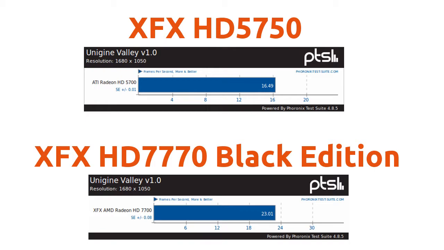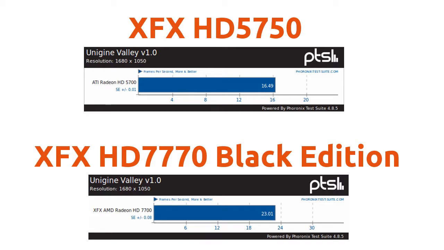Looking at the little graph that was created by the software, you can see that the HD5750 came in right below 17 frames a second at 16.49. That's running the Valley benchmark at 1680 by 1050. Below it, you can see that the XFX HD7770 Black Edition came in at just over 23 frames a second at 23.01. So there you go.